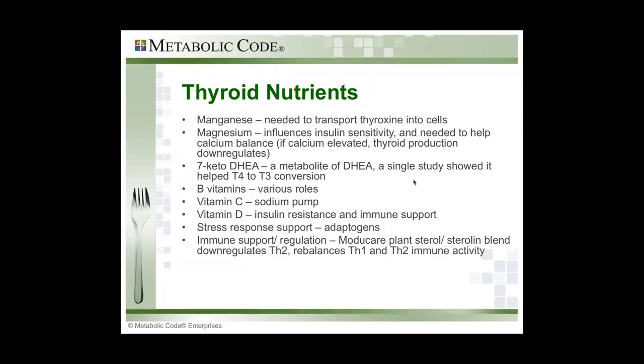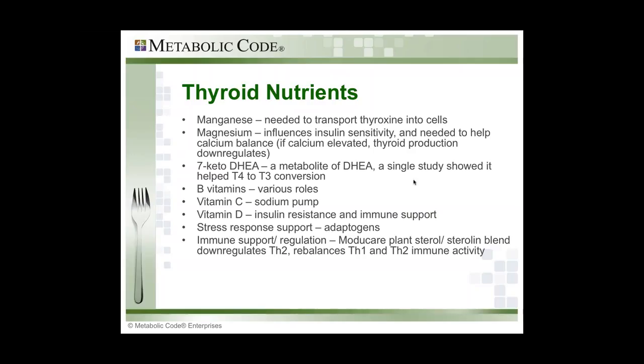And magnesium is often listed as a nutrient that's important for thyroid hormone production because, again, it influences insulin sensitivity. And also, a lot of people don't realize that if our calcium elevates, that's what causes our parathyroid gland to kick in, and then our thyroid production downregulates. So magnesium helps to keep that critical balance between those nutrients.